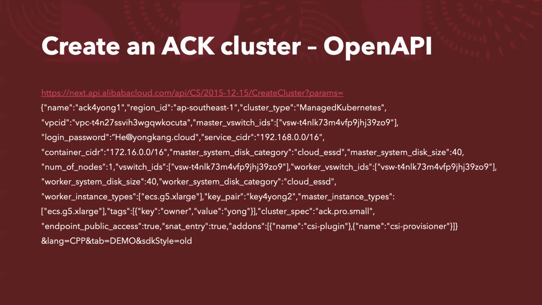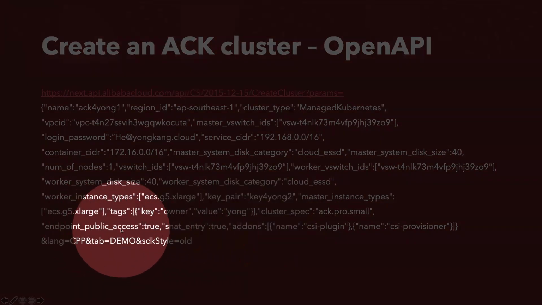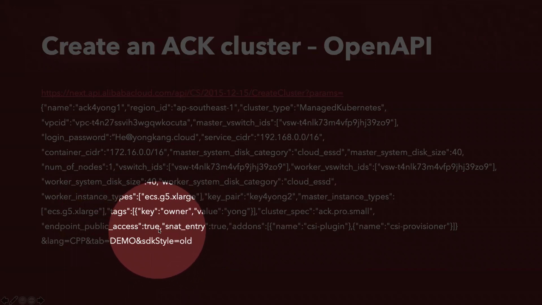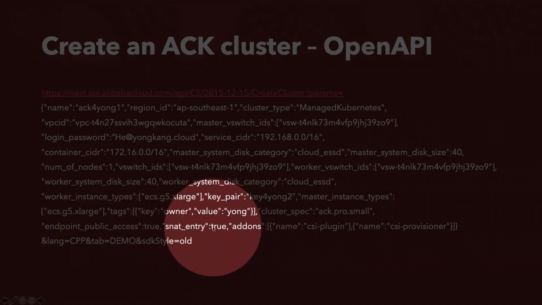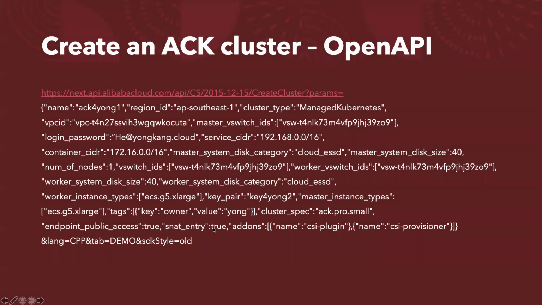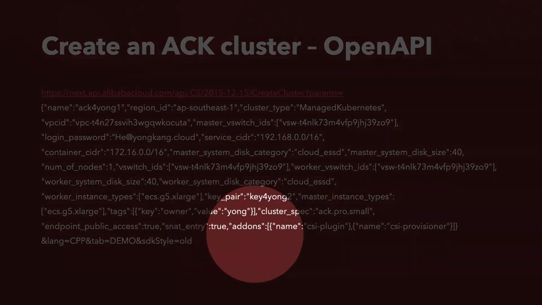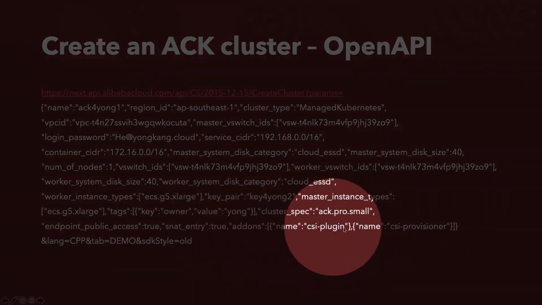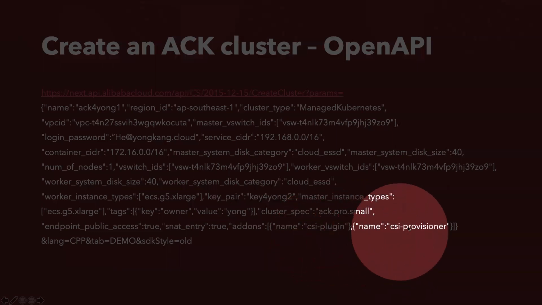And last but not least, do you want to give the public access for the testing purposes? I just gave the public access. And also, do you want to create the SNAT? So basically, that's a source NAT. I created the source NAT as well, followed by add-ons. So if you want to leverage the container storage interface to do the snapshot, you will need to add the CSI-plugin and also CSI-provisioner.